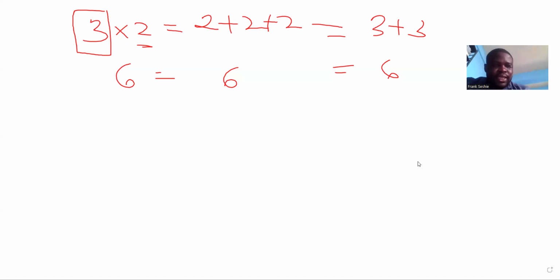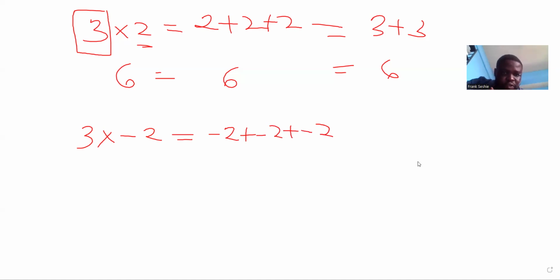So if we take the next example, which is 3 times negative 2, we can see this as adding 3 groups of negative 2. Or we can see this also as subtracting 2 groups of 3. You see, negative 2. If 2 means you are adding groups of 3, then negative means you are subtracting groups of 3. That is the clear distinction here.